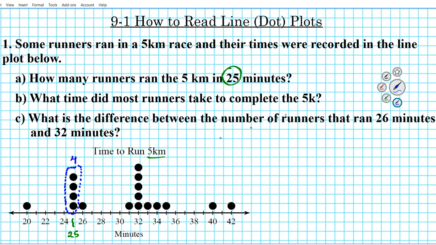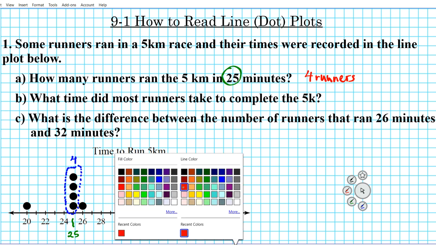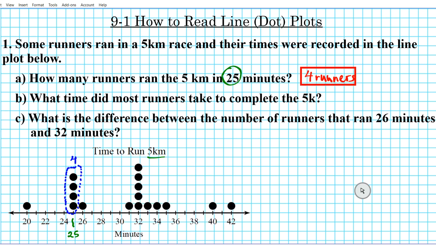So what does that tell you? It tells you that 4 runners completed a 5K in 25 minutes. So the answer to number 1 is 4 runners. Let's put this in red. All right, let's move on to the next question. Question number 1B. Let me just box my answer real quick.